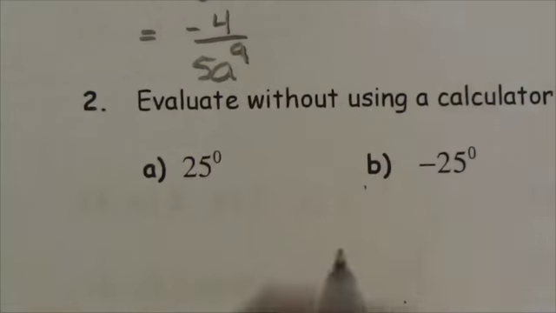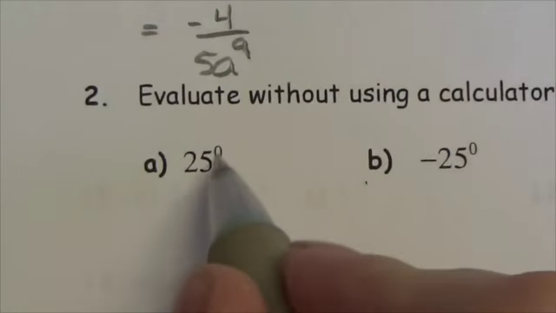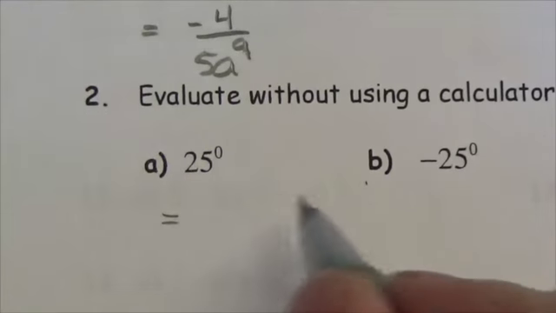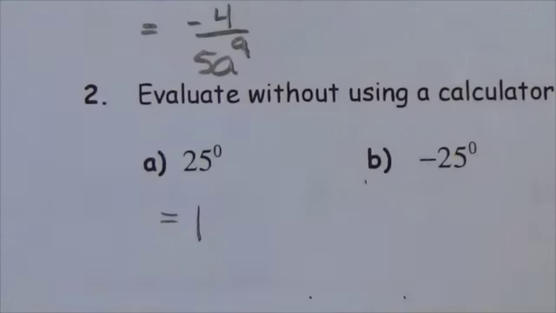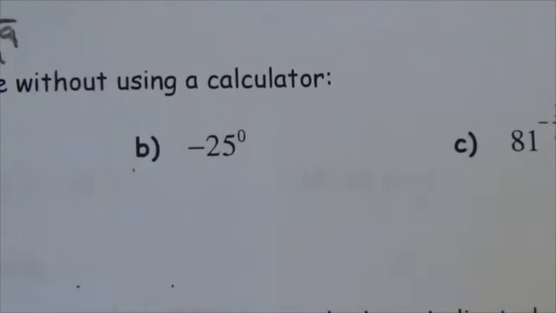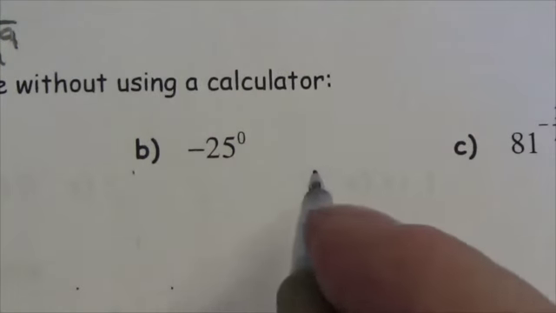Evaluate the following without using a calculator. All right, so now we're going to just run through these really quickly here. 25 to the 0, now notice that anything to the 0 is going to be 1. So 25 to the 0 is 1. But compare that to this guy right here. This is negative 25 to the 0.